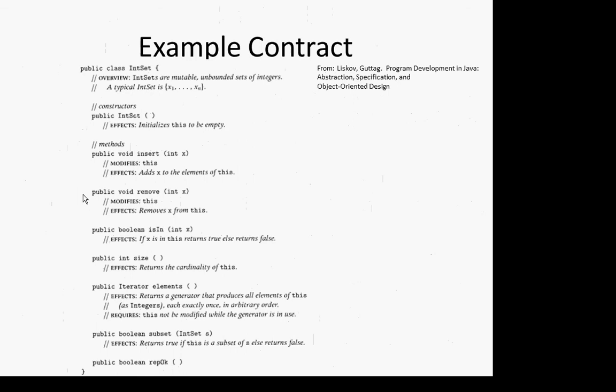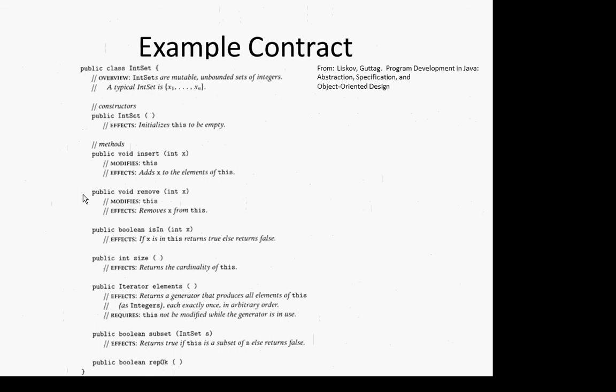So when it comes to computational stuff, when it comes to software code, this is the sort of interface that I have in mind. This is the sort of contract I have in mind. So this is from Liskov and Guttag's book on abstraction and specification and object-oriented design, and specifically focused on Java.